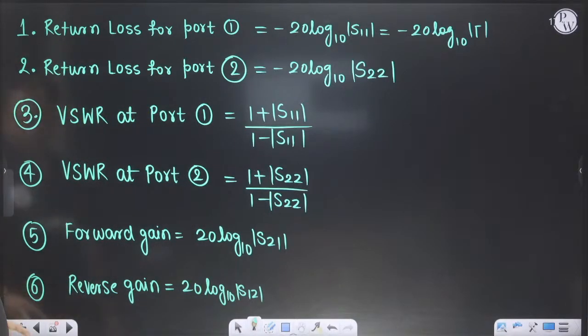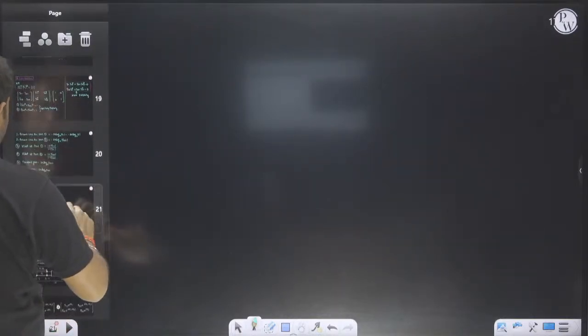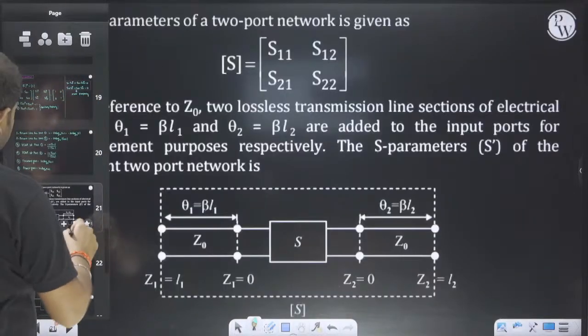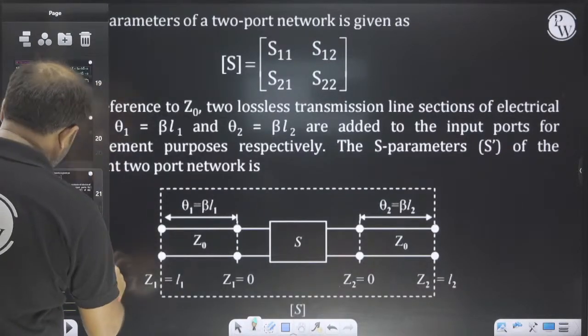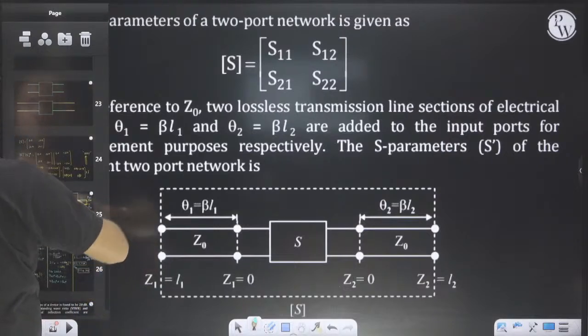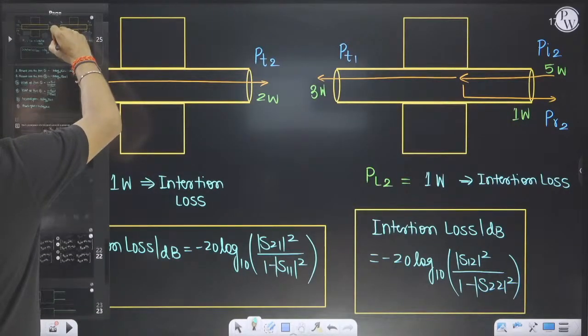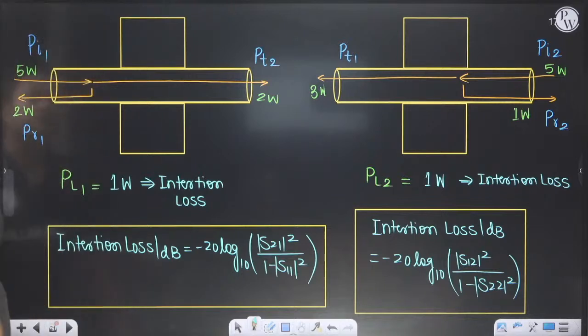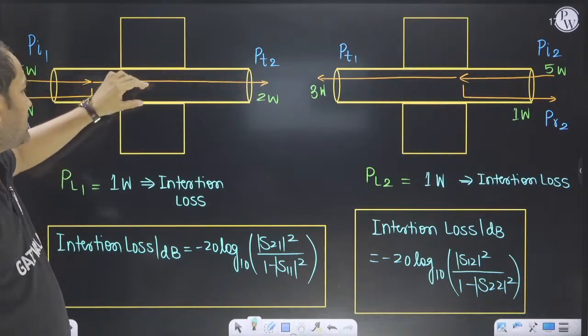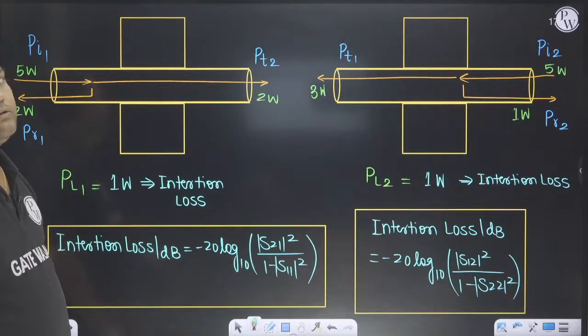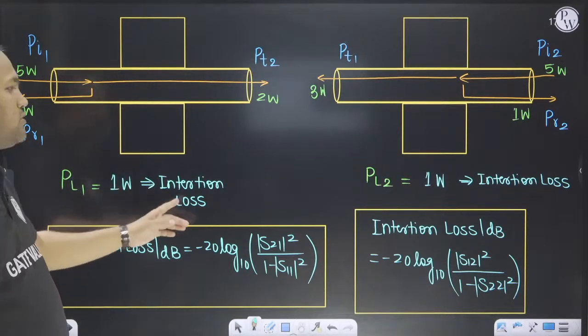Then after that we have to calculate insertion loss, at port 1. What is insertion loss? I will teach you from one example. Let us assume this is the insertion loss formula. If I am giving some input power of 5 watt and I am getting 2 watt, so there is a loss of 1 watt. That loss is known as insertion loss.